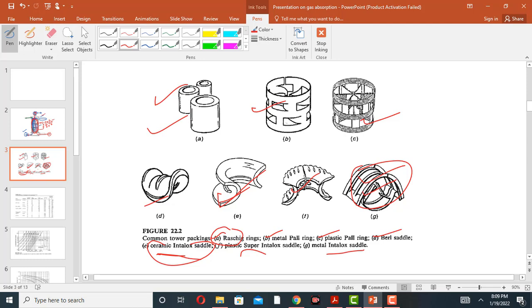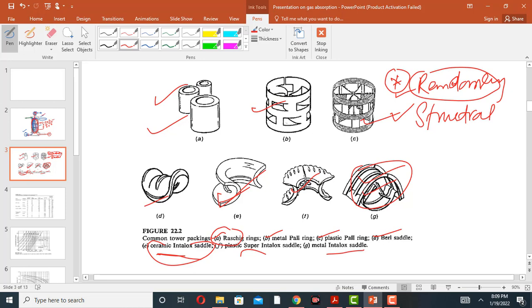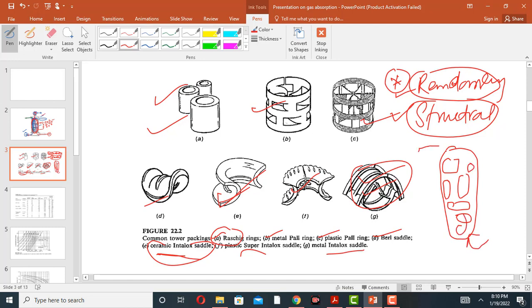Now there are two types of packing: one is random packing, another is structured packing. In random packing, the packing materials are packed irregularly, like this one, this one, this one. This is a packed tower. So this is random packing.